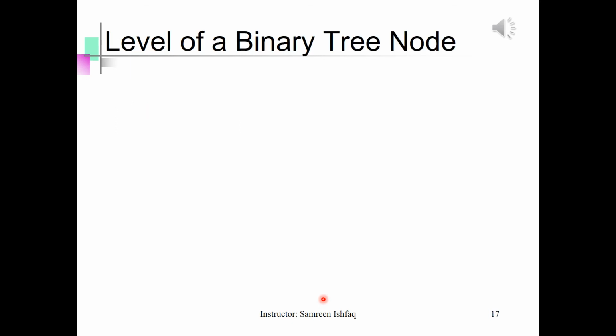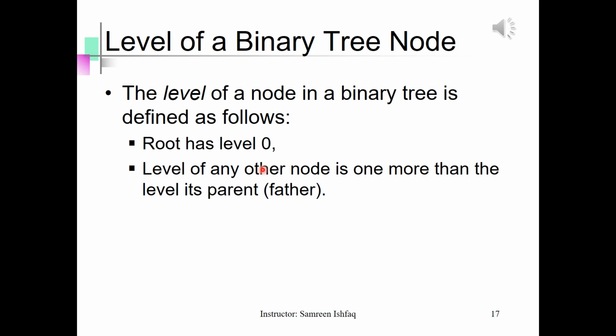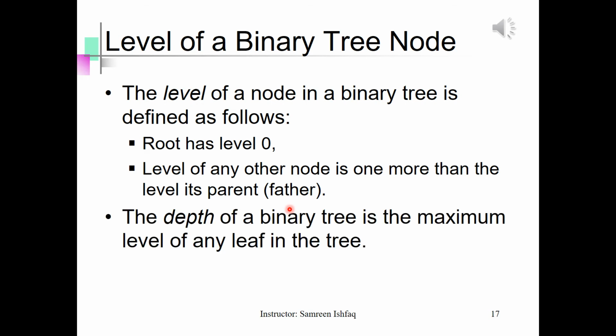Level of a binary tree node. Root has level 0. Level of any other node is 1 more than the level of its parent. And the depth of a binary tree is the maximum level of any leaf in a tree.